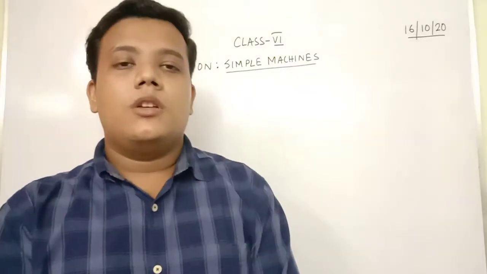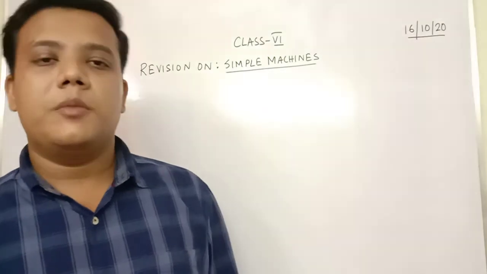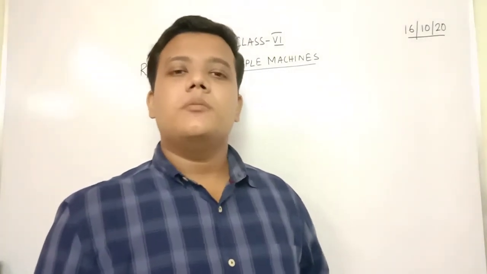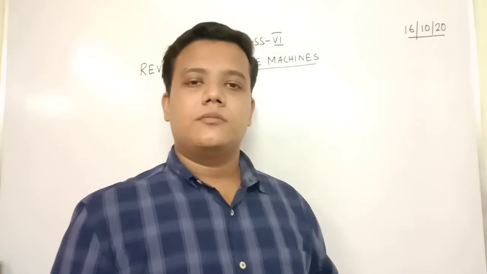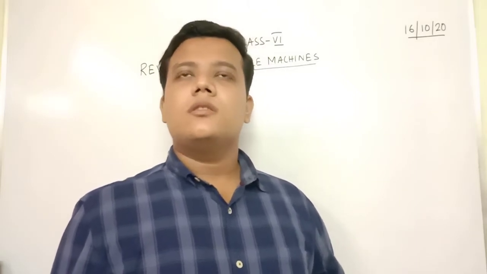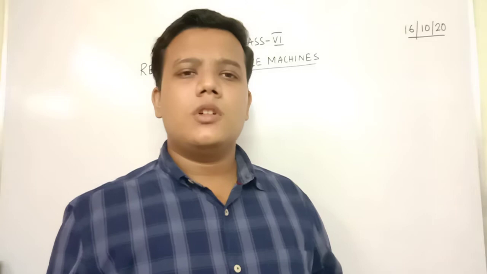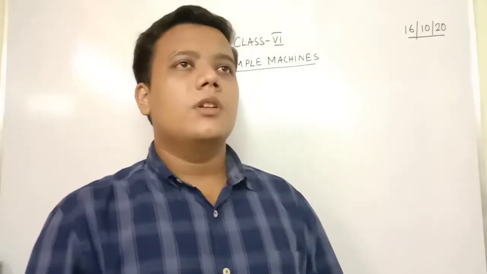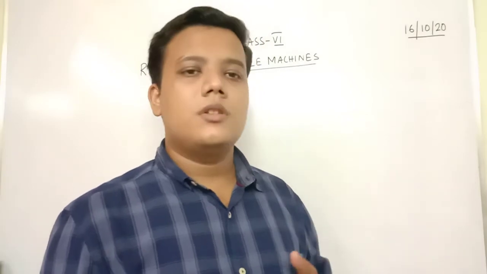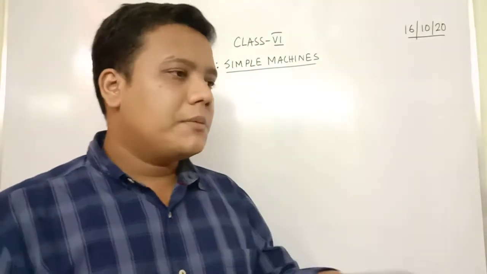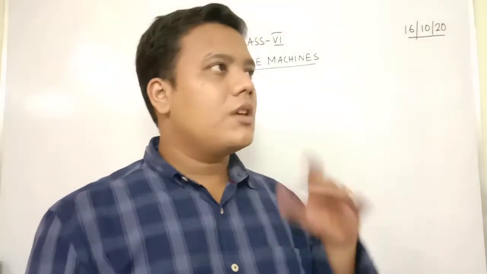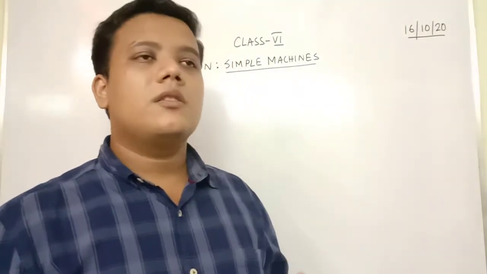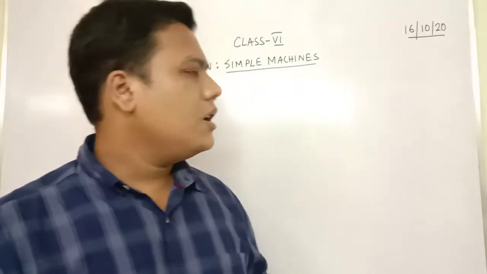So today we are going to revise the chapter Simple Machines. What is a machine? What do you know about a machine? A machine is simply something which makes our work easier, right? You are calling someone, it is a machine. The phone is a machine. You are trying to type something on the keyboard, whatever you are thinking, you are typing it. That is a machine. So a machine is something which makes our work easier.